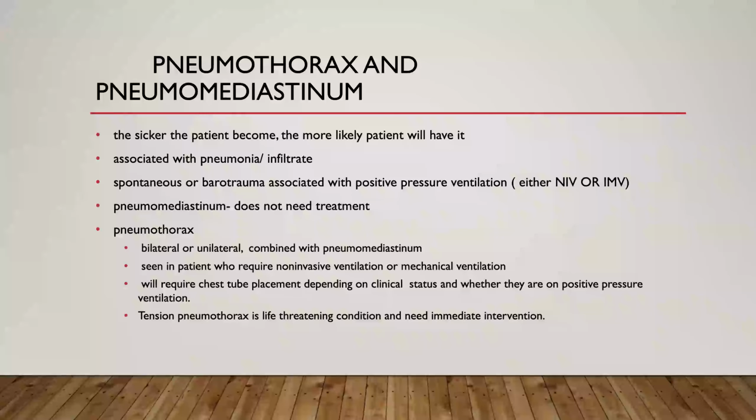Pneumothorax could be bilateral or unilateral, combined or isolated with pneumomediastinum. It is seen in patients on the ventilator. If the pneumothorax is small and the patient is spontaneously breathing, not on positive pressure ventilation, you don't need to do anything. But those patients can go into tension pneumothorax, so it's high risk. Most of the time we have to put a chest tube in. Definitely if they're on the ventilator, a chest tube needs to be placed because of the risk of tension pneumothorax, which compromises gas exchange. So it needs immediate intervention.